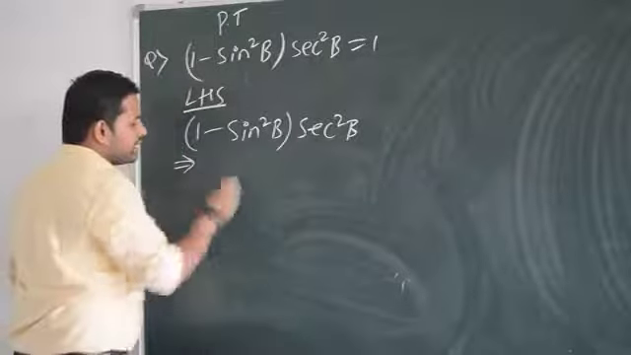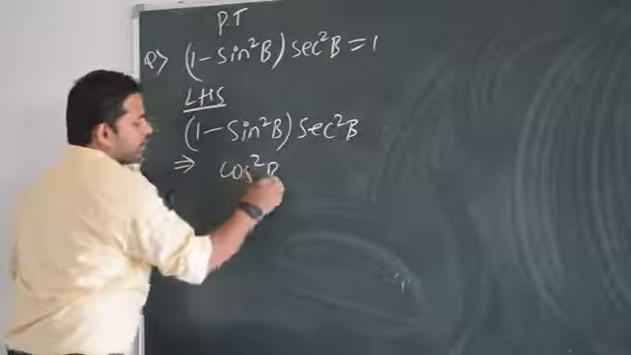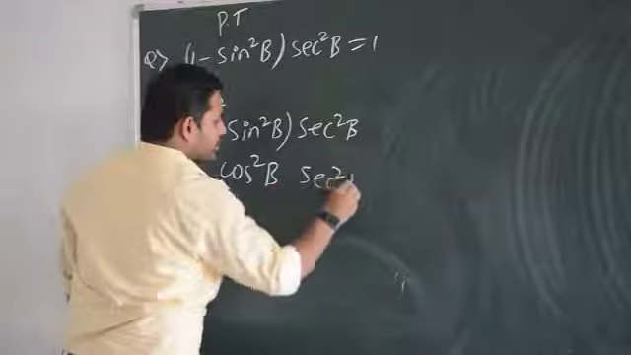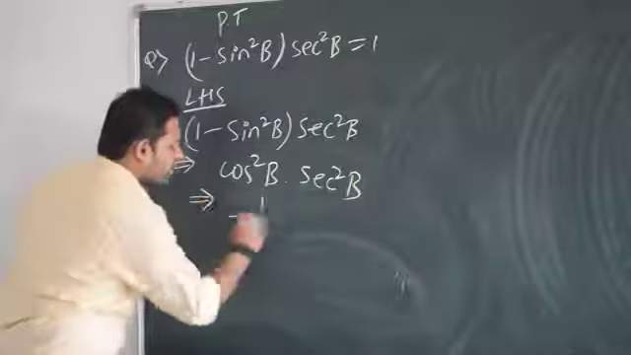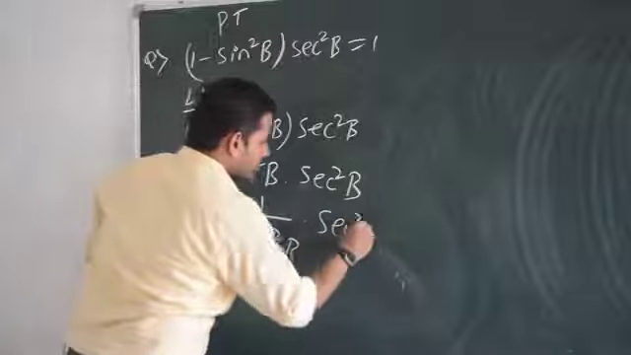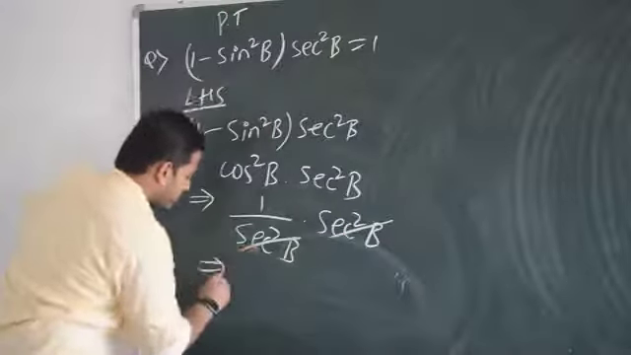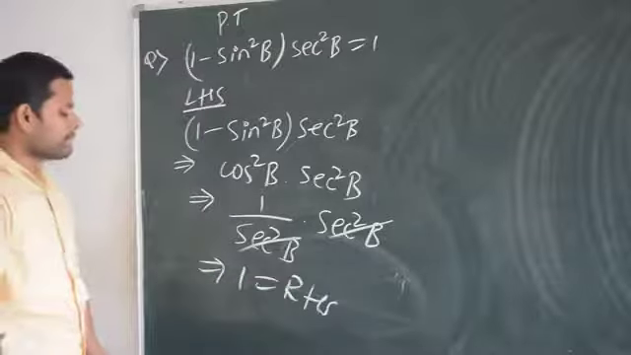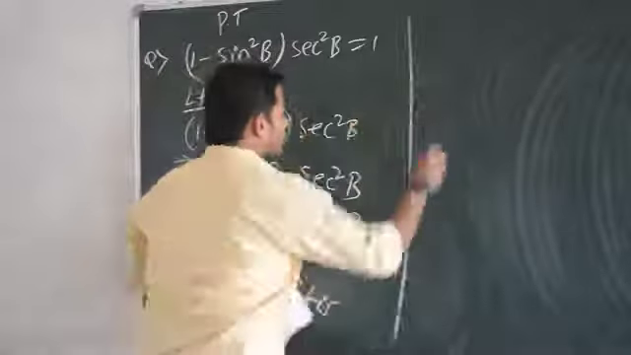1 minus sin square b can be written as cos square b. Just now I told you, cos square b into secant square b. Then again this cos square b can be written as 1 over secant square b, into secant square b. So they get cancelled. So that is equal to 1. That is also equal to RHS. See how simple it is. Okay. Let us get into the next question now.